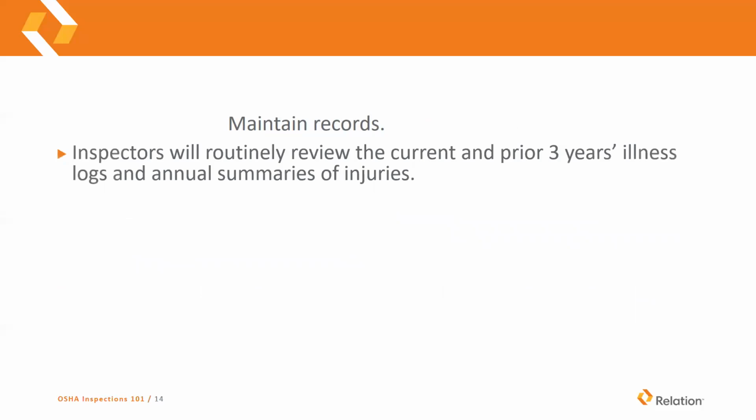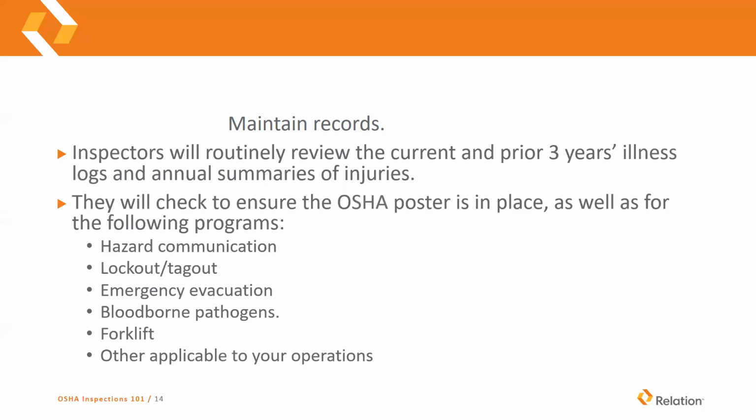Maintain records. Inspectors will routinely review the current and prior 3 years of illness logs and annual summaries of injuries. So this is your OSHA 300 logs. They will check to ensure that the OSHA poster is in place, as well as for the following. These are just some of the programs: your HAZCOM, lockout, tagout, emergency evacuation, bloodborne pathogens, if you have forklifts, and anything else that may apply to your operations.